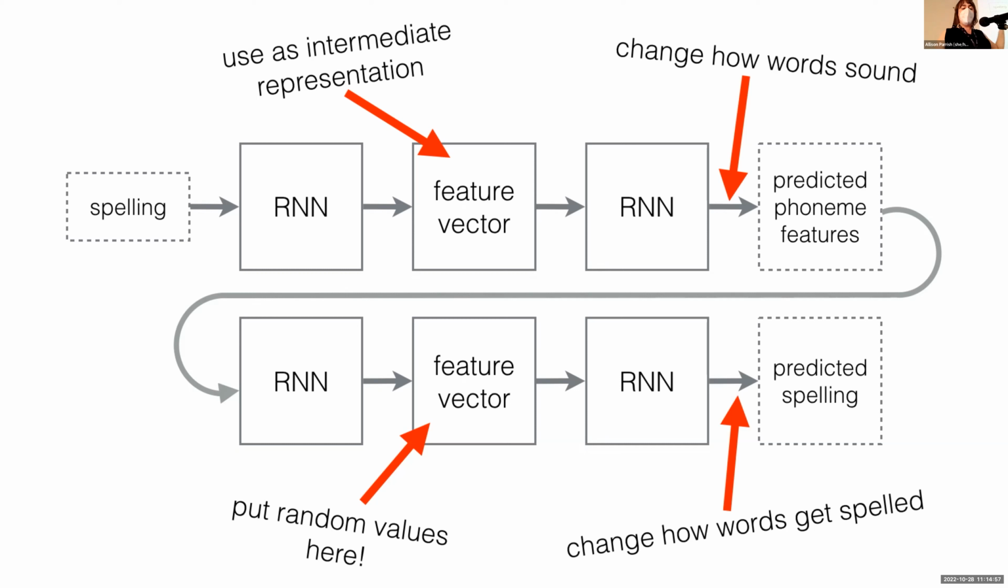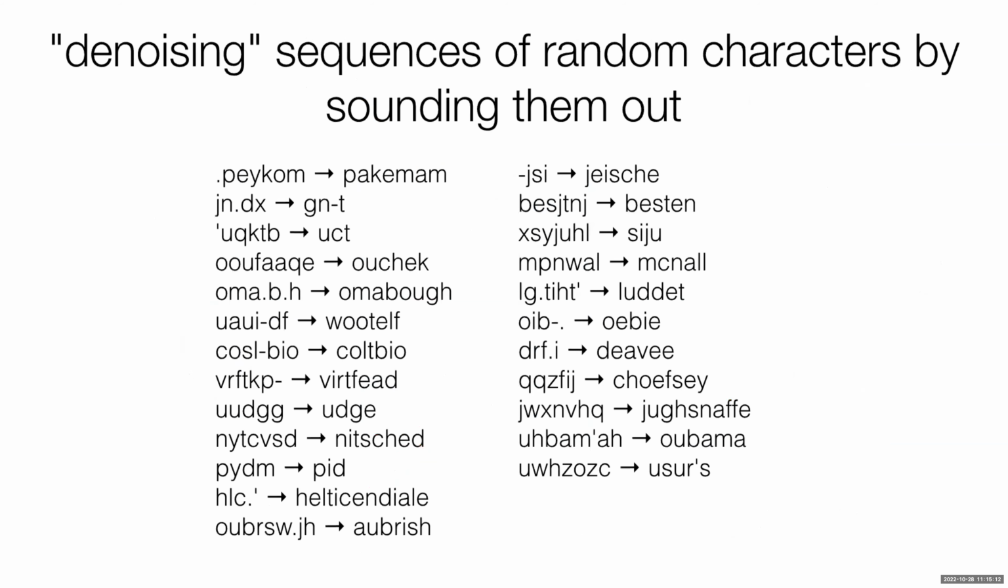I can also, at the point of decoding, when I'm converting the letters to sounds or the sounds into letters, boost or diminish probabilities in order to create interesting phonetic or orthographic effects, your classic logit warping. So here are some examples of things that the model can do. The first, most basic thing, is denoising sequences of random characters.